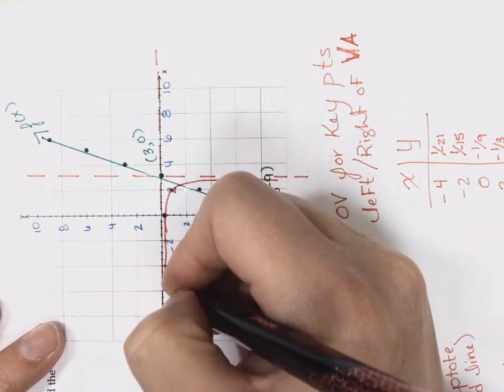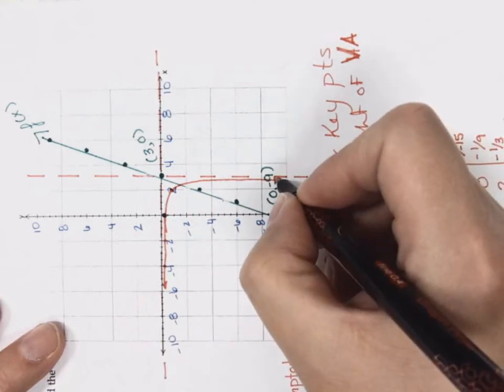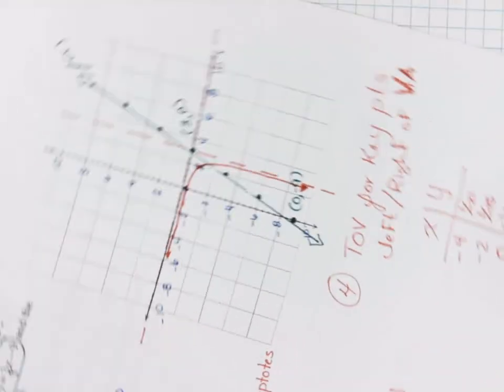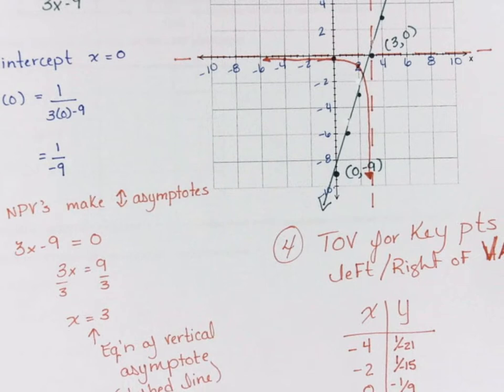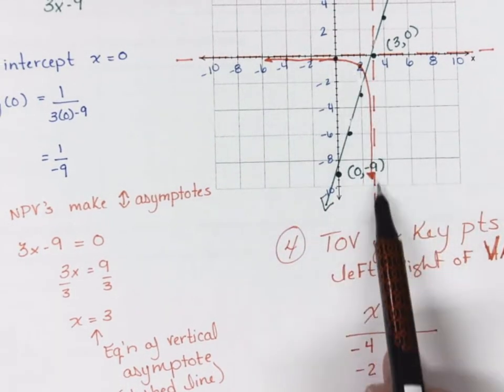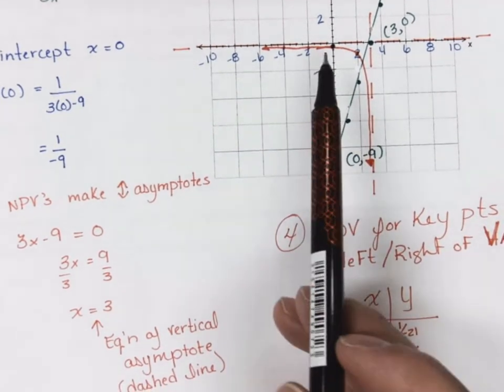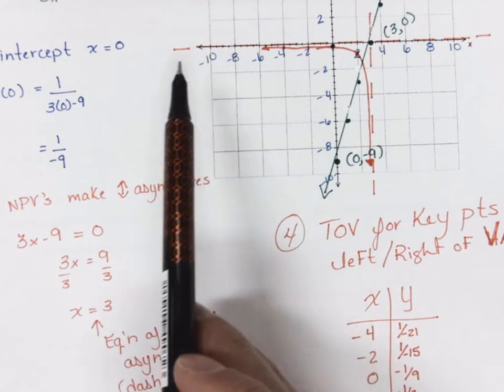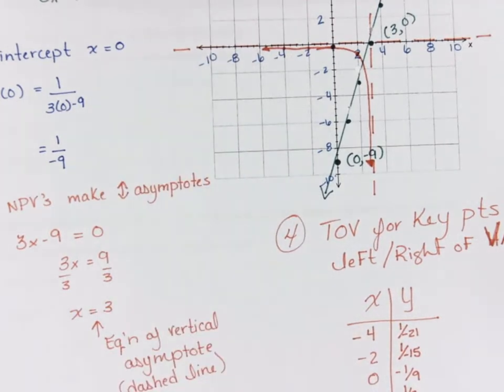You can't move away from the asymptote. It kind of sucks you in. You can't have your value go far away from it. So you're going to draw a line that's nice and curved and goes through your points, but it's got to point towards the asymptote to indicate that it's getting closer and closer and closer to the asymptote.